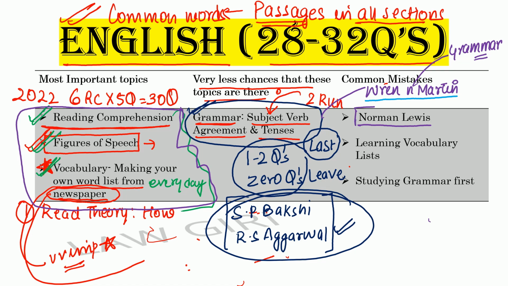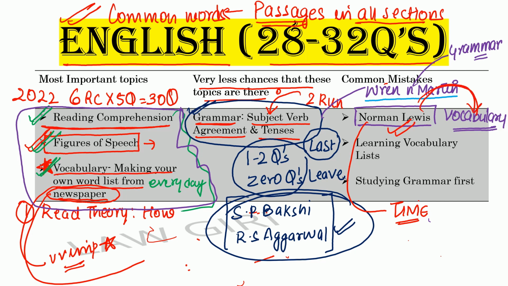Norman Lewis. Now, a lot of people are going to tell you to start studying Norman Lewis for vocabulary. Now I want to tell you one thing. This is a good book, good for vocabulary. But the point is, we do not have time to cover this book, and also this is not the book that is going to help you more when it comes to vocabulary.